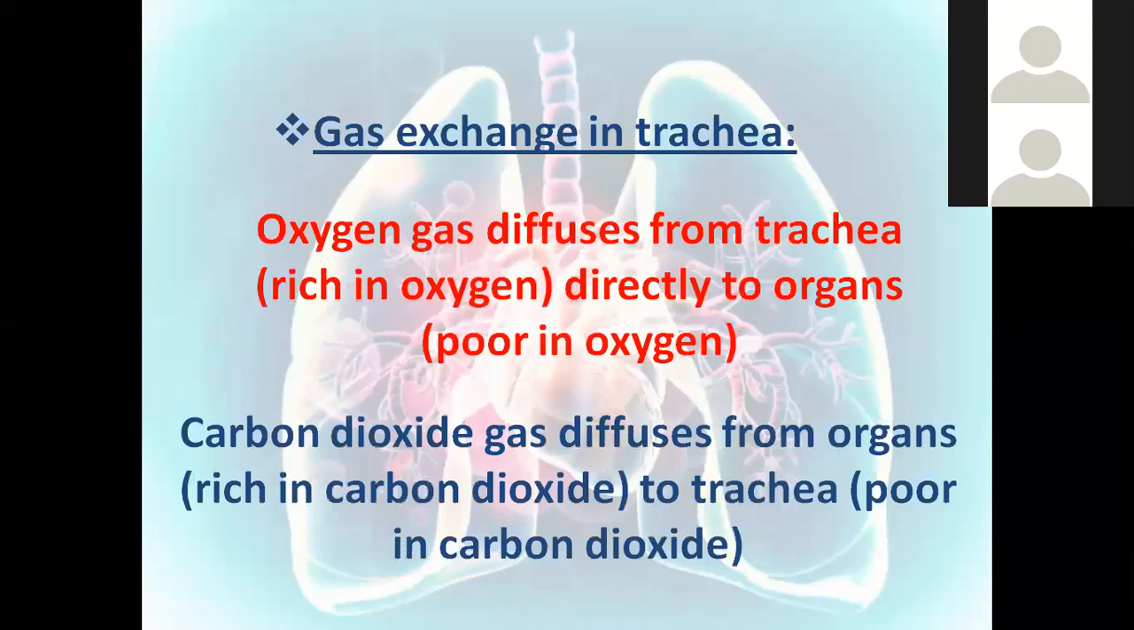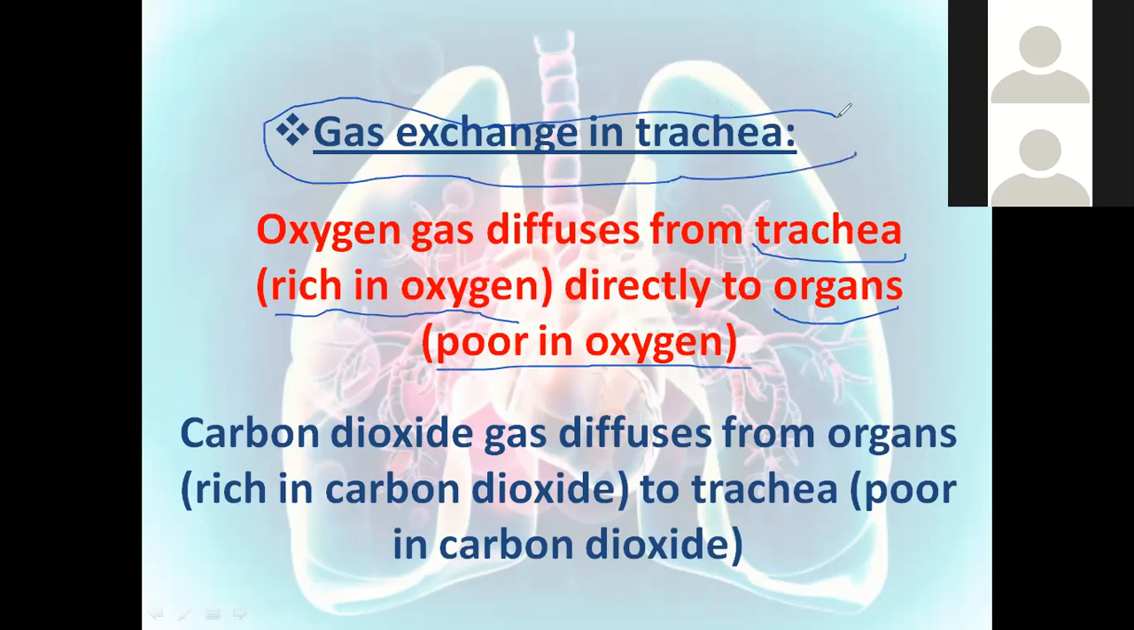So gas exchange in the trachea. First we talked about the lungs, medium rich and medium poor. Here in insects we don't have lungs, we have trachea, but the same concept. So oxygen gas diffuses from where to where? From the trachea that is rich in oxygen gas toward the organs, not toward the blood here, toward the organs that are poor in oxygen gas. So here it's the gas exchange at the level of the trachea.